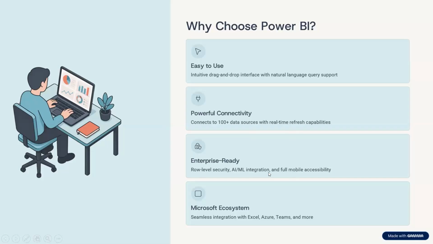And also AI ML integration. One feature available in Power BI is Q&A. It does natural language processing. You can directly type your question, like create a bar chart for this, and it will directly create the visual. Without any human intervention you can create charts or reports in Power BI. Then Microsoft ecosystem: as Power BI is a product of Microsoft, it also works well with other Microsoft products like Excel, Azure, Teams, and many more.